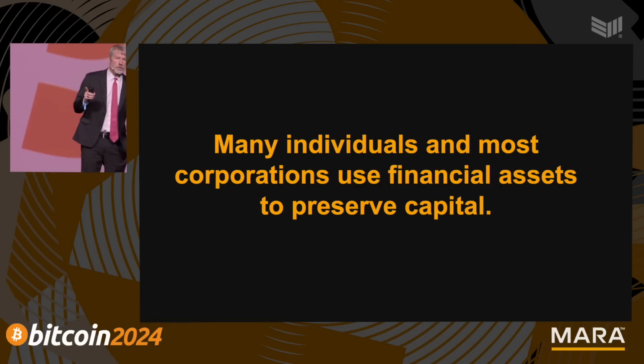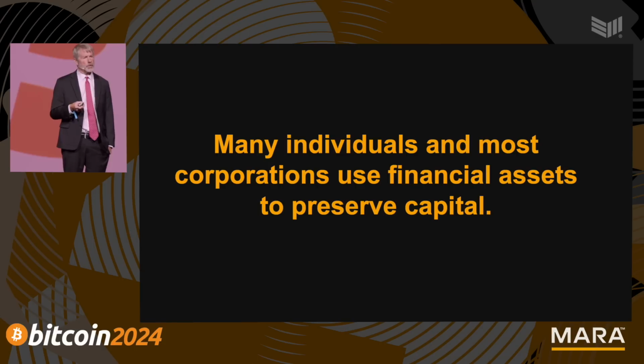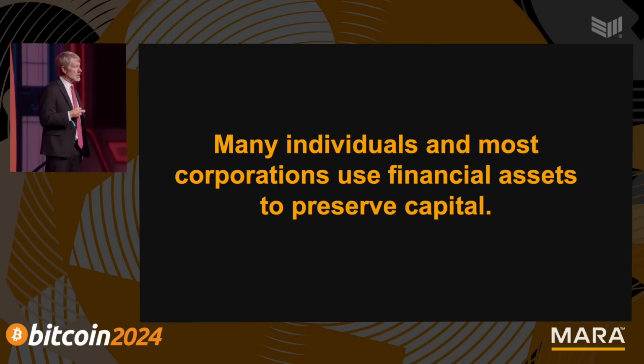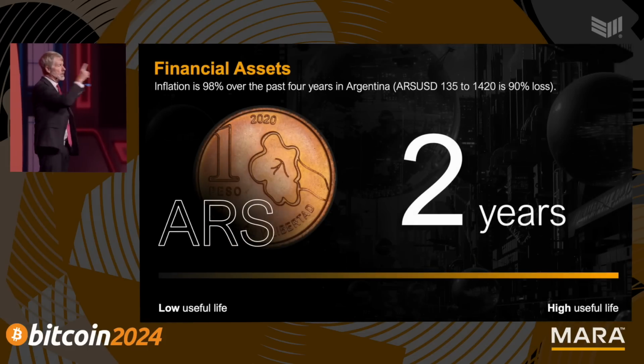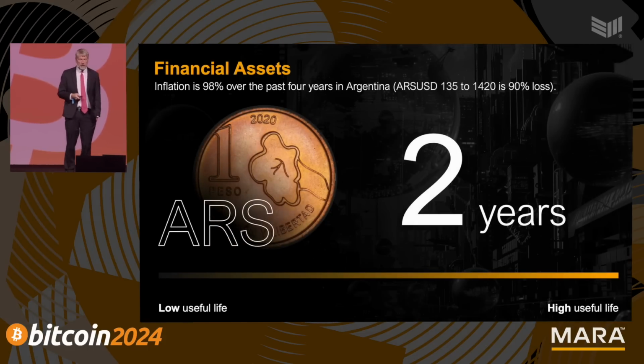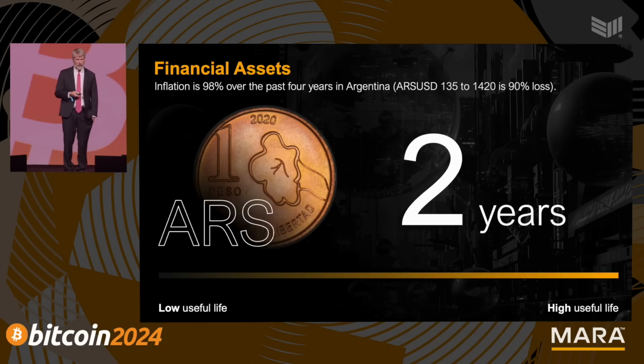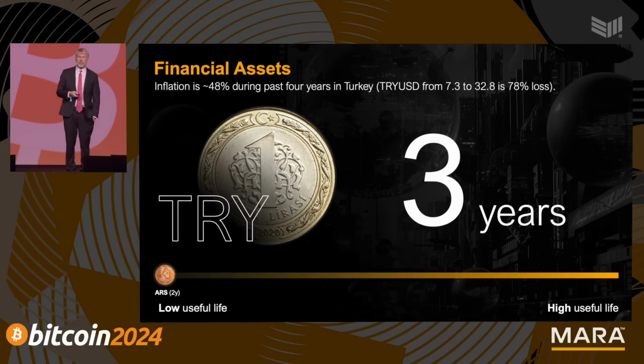Many individuals and most corporations use financial assets to preserve capital. And this is the source of a challenge for us. Let's talk about financial assets. I want to keep my money for a long period of time. Start with $1 billion, put it in the peso, and the money is decaying in 2 years, right? A 98% inflation rate strips you of your economic energy or your capital. This is not a good long-duration asset. The Turkish lira, your capital lasts 3 years.